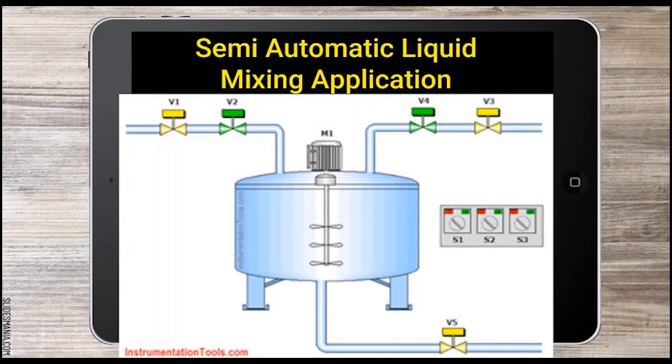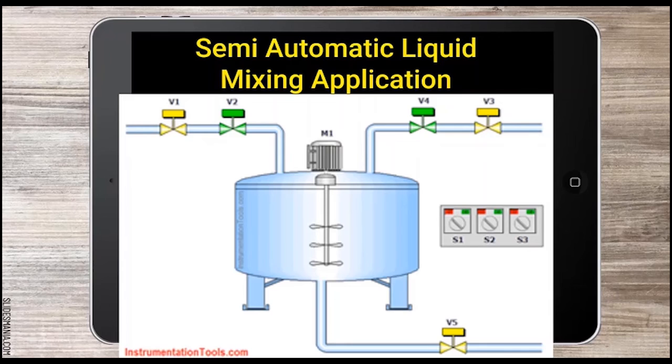This is the second example in PLC application, which is a semi-automatic liquid mixing application. This is the diagram of the application. Pure unmixed solution can be prepared by the operator using switch 1 and switch 2, and mixed solution can be prepared using switch 3. Switch 1 activates valve 2 while switch 2 activates valve 4. The interlock system is provided so the operator cannot operate both switches at the same time.